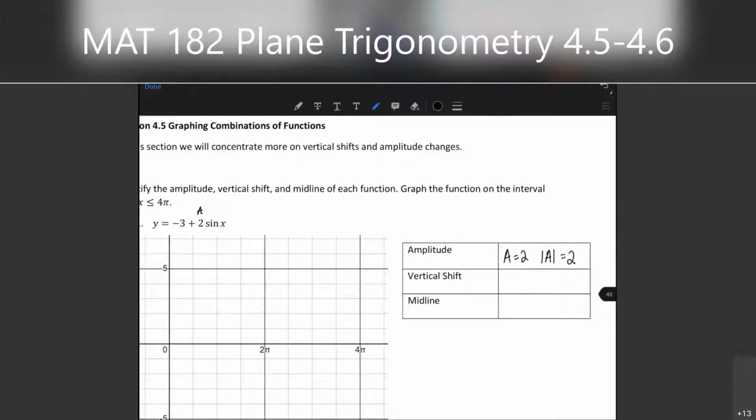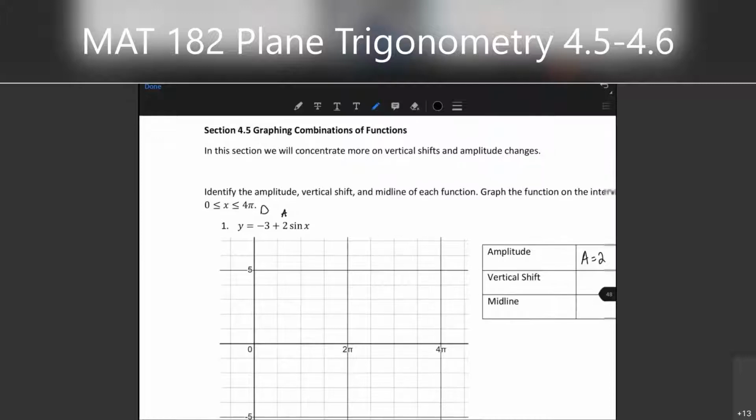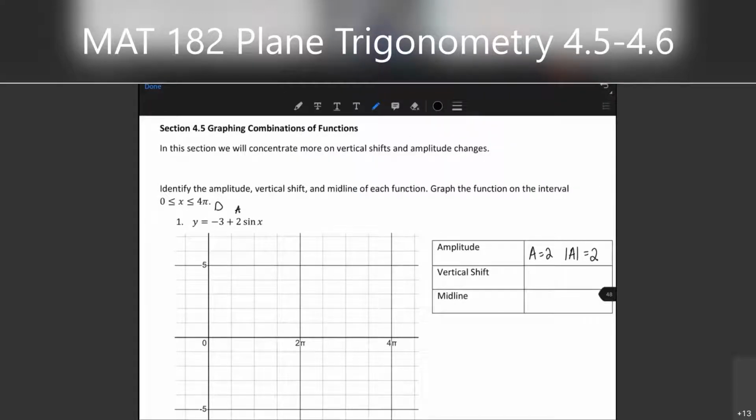And then what about our vertical shift? Right. So if we're at -3 for the vertical shift, that would be our D value in the equation. Our vertical shift alters our midline, so those are one and the same. So vertical shift we can think is down 3 units, and so our midline we would say is y is equal to -3.